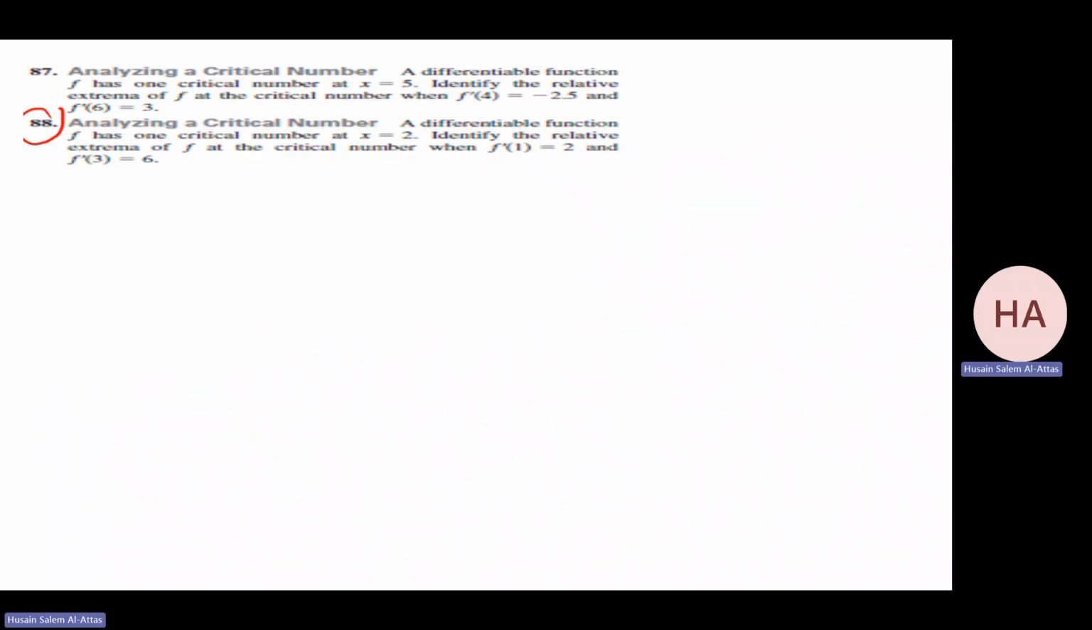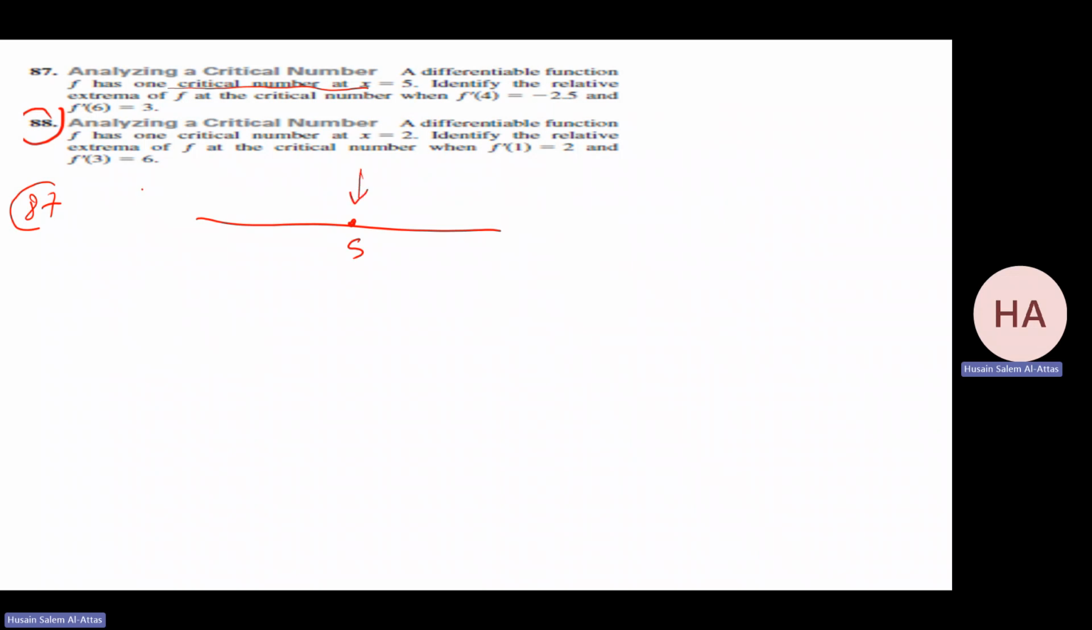Okay. Analyzing a critical number. These are different questions, just to be sure you understand the idea. A differentiable function has only one critical number, and we define the relative extrema at that critical number. I have a critical number at 5. So I have only one critical number, and that's the only critical number.